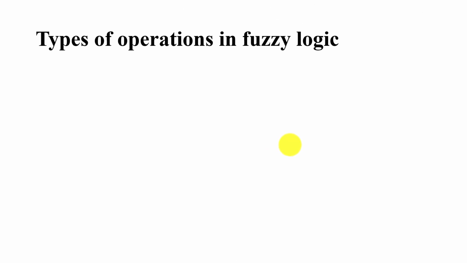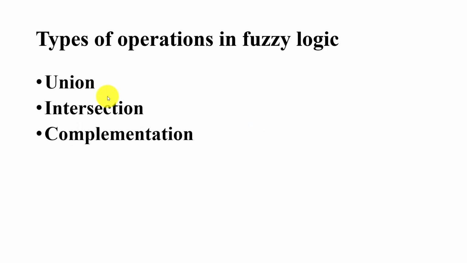Now before understanding fuzzy operations, there are types of operations. The first are union, intersection and complementation. These are the basic operations of fuzzy logic. Let's understand them one by one with examples.